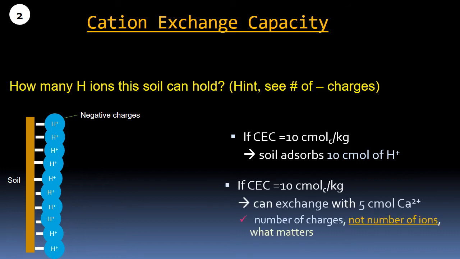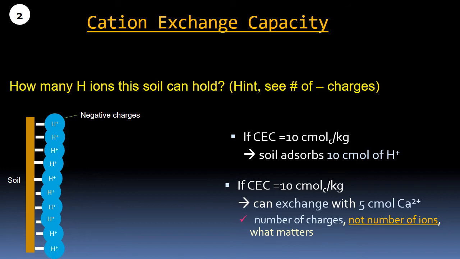However, if I change and ask you now how many calcium ions it can hold, then you have to think about it. Now, calcium is 2+, and to satisfy all the negative charges in the soil, you don't need 10. You only need 5, because calcium is 2+.